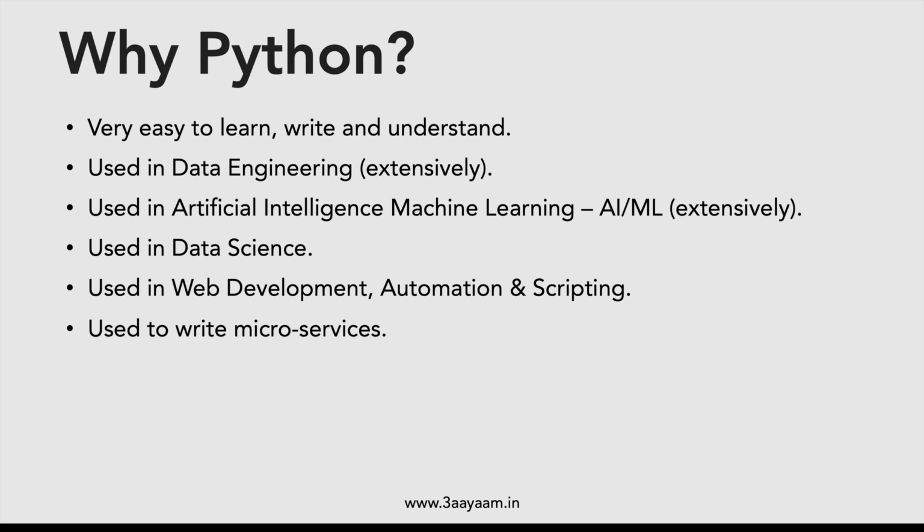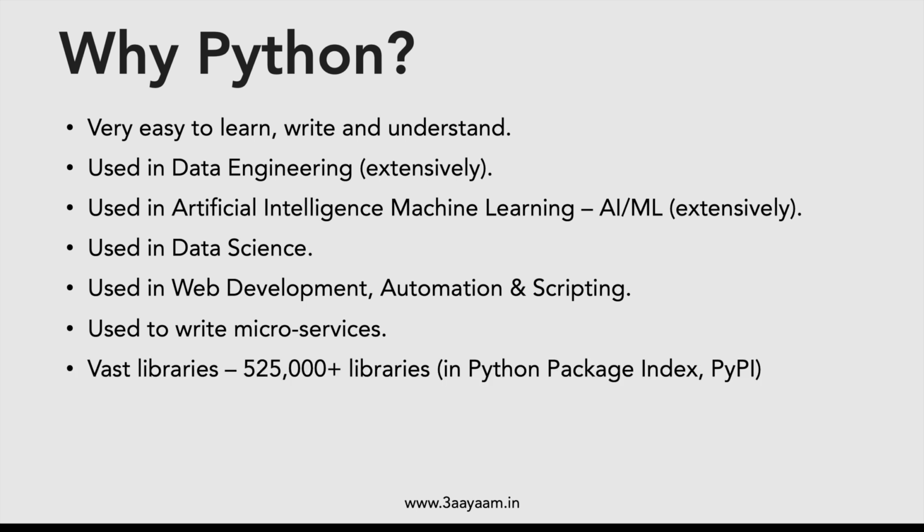And as I already mentioned, we can use Python to write microservices for backend development. One of the major reasons for Python to be popular is because of the libraries that it has. As of this recording, Python has more than 525,000 libraries in the Python Package Index, or PyPI. This is basically an official listing of all the libraries that Python has. As of this recording, I think it is 530,000 libraries that Python provides.